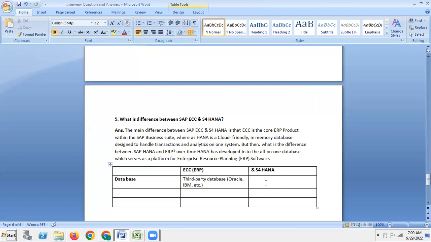Okay. Whereas in SAP HANA, I mean S4 HANA, the database stores in SAP HANA. Okay, you don't get confused. In S4 HANA, all the transactions will be stored in SAP HANA. Okay, next.